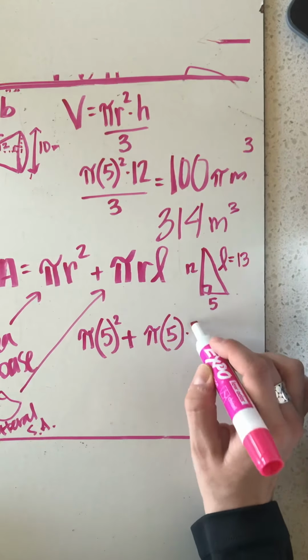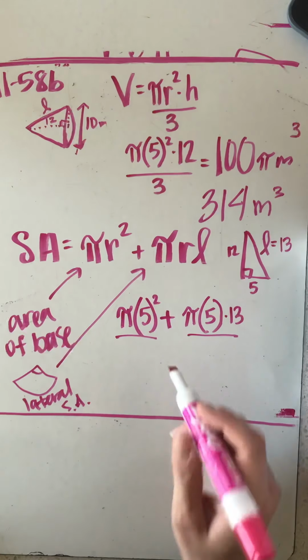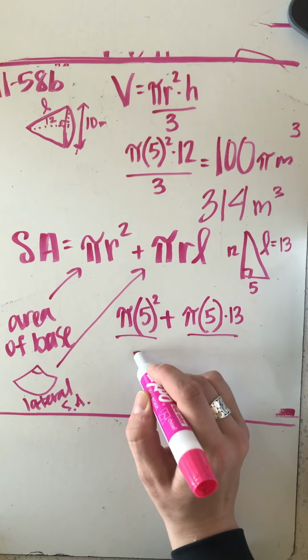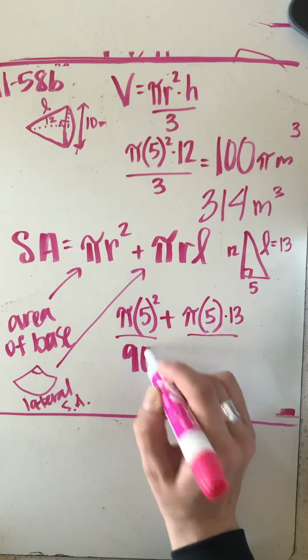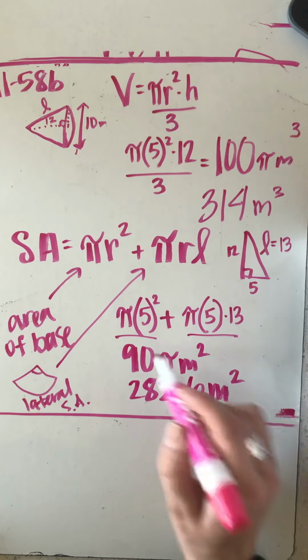So again, you can write your answer in terms of pi, which means ignoring the pi and then adding it in at the end, or you can use the pi button on your calculator or 3.14. Regardless, you're going to need to multiply and add these answers. So your exact answer in terms of pi is 90 pi meters squared. An approximate answer is about 282.6 meters squared for your surface area.